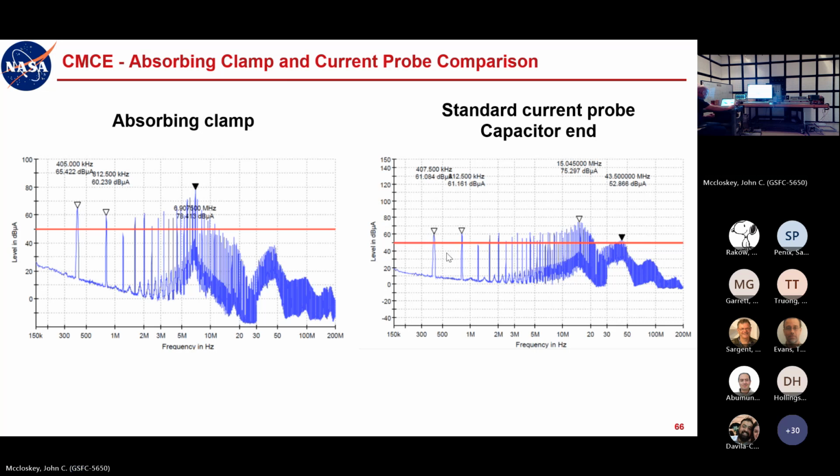I apologize, the scales are a little bit different here, but the red line is the same. It's 50 dB microamps for both here. At the low end, we're actually getting slightly higher current levels than we got with the standard current probe, about 4 dB higher. I don't really fully understand that, but I'm not spending a lot of time concerned about 4 dB. If it's 10 or 20 dB, then something's very wrong.